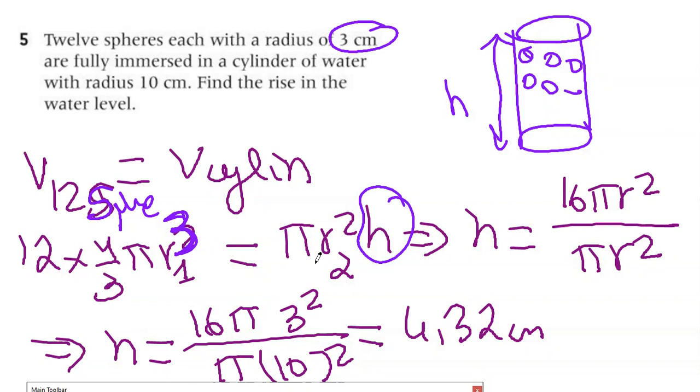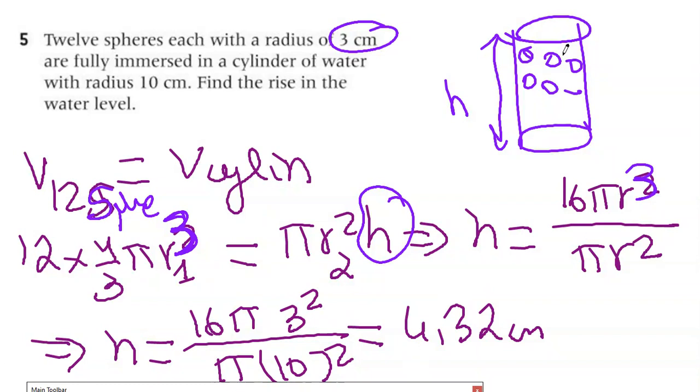And then I just replace. So h is 12 over 3, which is 4, times 4, which is 16, pi r cubed. Sorry guys, I don't know why it's written like this. So 16 pi r cubed over pi r squared, and then I just replace. This radius is 3, this radius is 10. I replace and I get the answer 4.32.